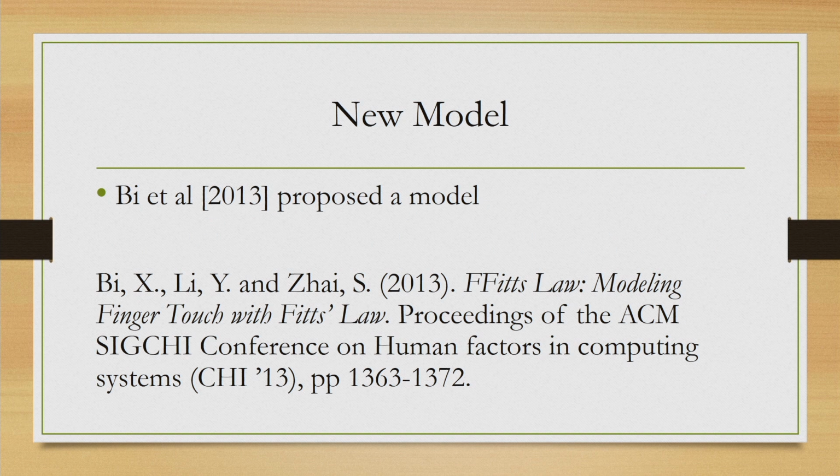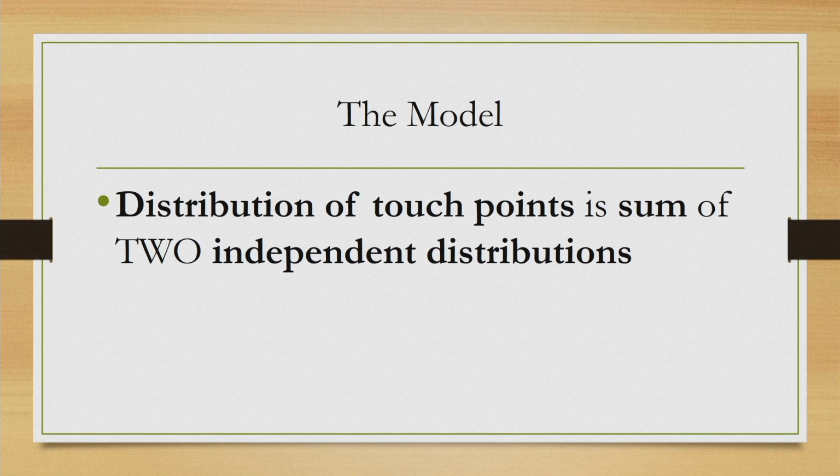Now, in 2013, Bi et al. proposed one such model which was published in the Proceedings of CHI 2013, FFitts law, modeling finger touch with Fitts law. So, what is the basic idea behind this model? The most fundamental assumption that is there behind this model is that the distribution of touch points is a sum of two independent distributions. So, earlier we talked of the distribution of hits.